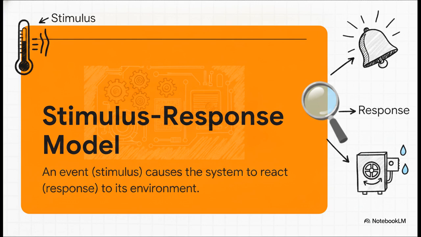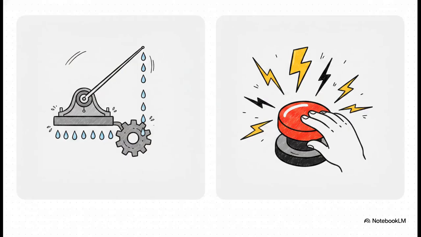In practice, stimuli usually come from sensors, like a thermometer or a motion detector. The responses are then sent to actuators, which are hardware components that actually physically change the environment, like switching on a cooling pump or triggering an alarm bell. Now, let's see how this builds into 2 distinct types of stimuli that our system has to handle.